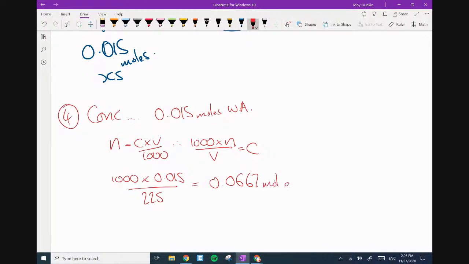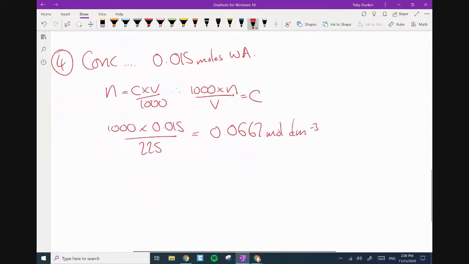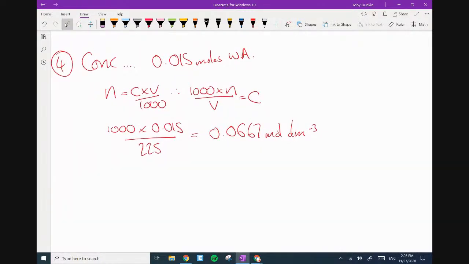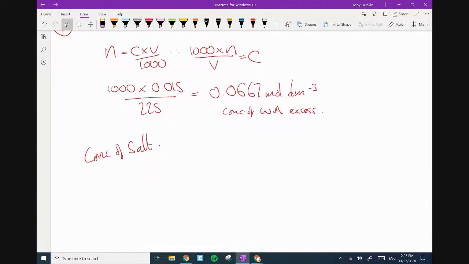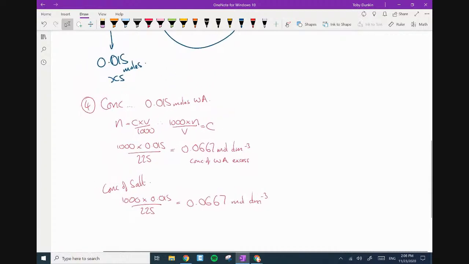Now, what's interesting about this is, and I'm wondering if anybody's even spotted this yet, that's the concentration now of the weak acid. I'll put conc of weak acid excess, right? What you realize is that it's the same thing. Now we're going to do conc of salt, concentration of salt. Now I have the same moles, 1,000 times 0.015 over the same total volume. So the answer is the same, moles per dm cubed.